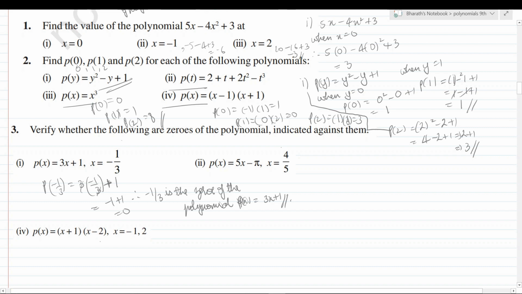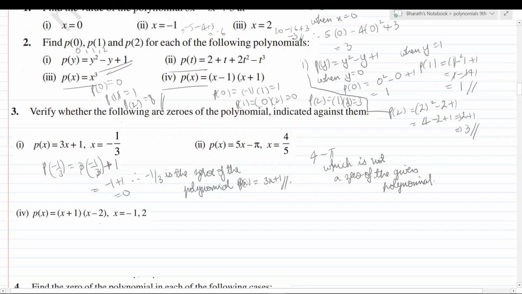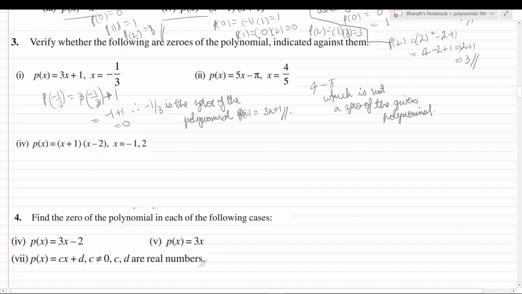Similarly, you can do here, you will get 4 minus pi, which is not a zero of the given polynomial. Same thing here. Here both the values will satisfy. Do it on your own.